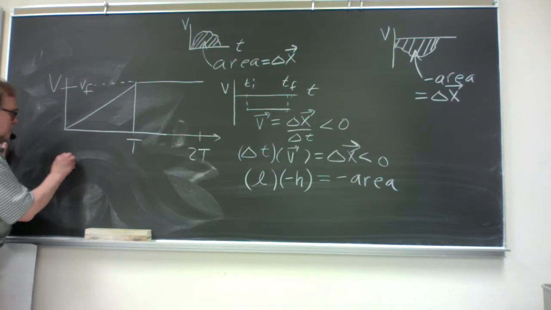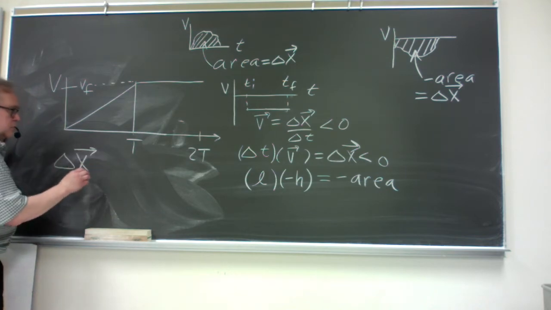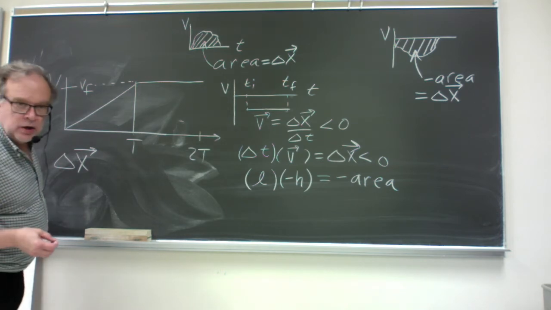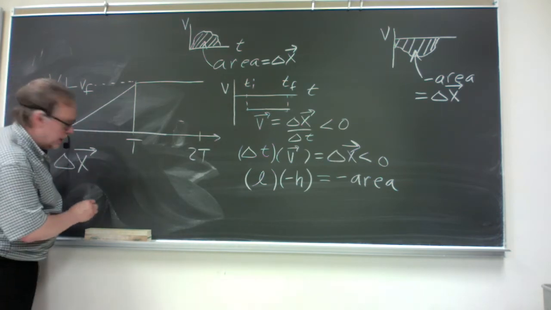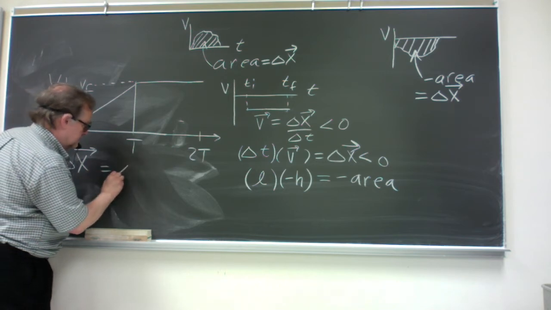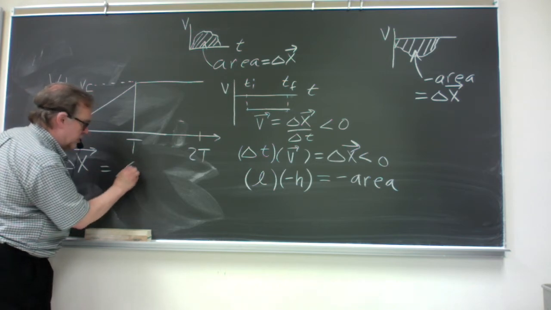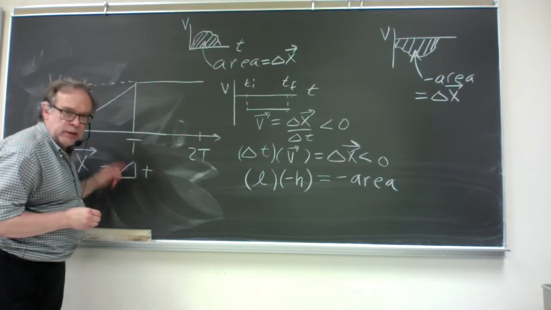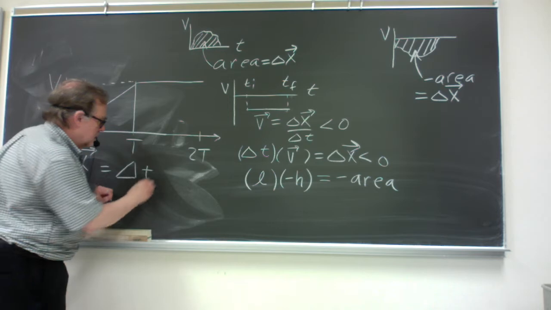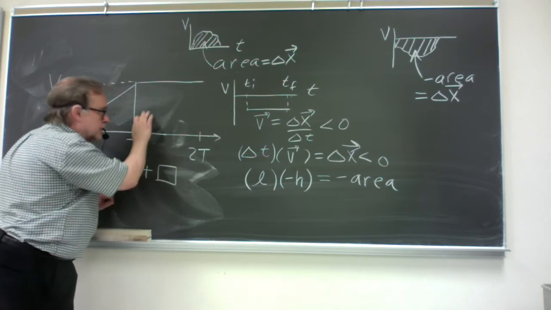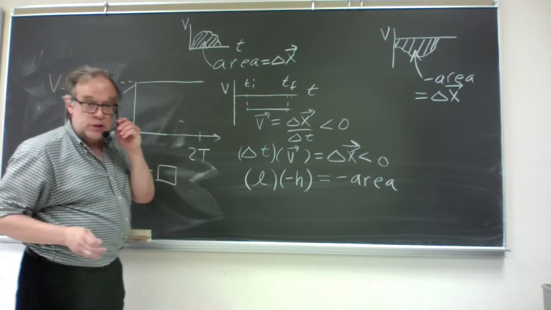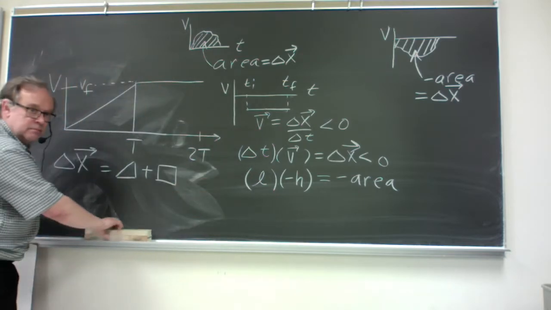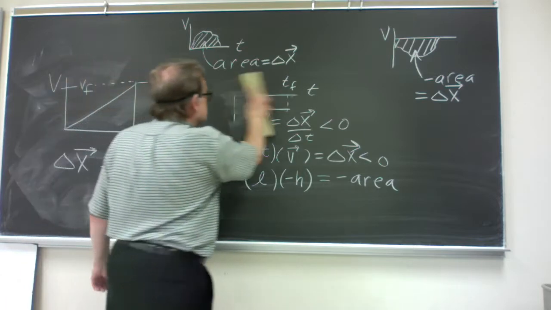So the total displacement between time 0 and time 2t is just equal to this triangular area, which is the displacement between 0 and t, plus this rectangular area, which is the displacement between t and 2t. So let's do the algebra.